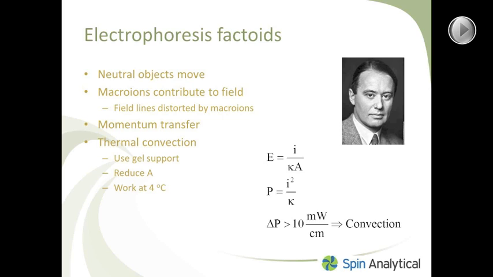So the 3 answers that Arne Tiselius came up with is use a gel support, so acrylamide gels or agarose gels, reduce the cross-sectional area, which is capillary electrophoresis, or work at a temperature around 4 degrees. And he did a considerable amount of work on this and showed that you're going to get convection in your system if the power dissipation exceeds 10 milliwatts per centimeter. And this can become a problem in electrophoretic light scattering, giving rise to results that are inconsistent.